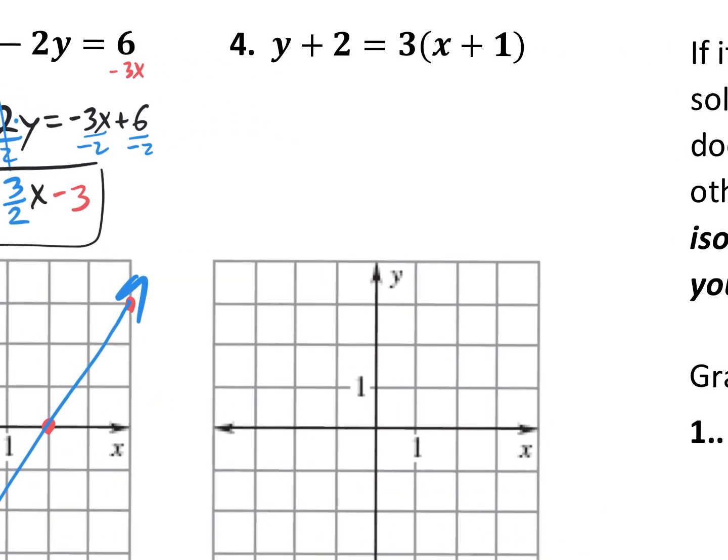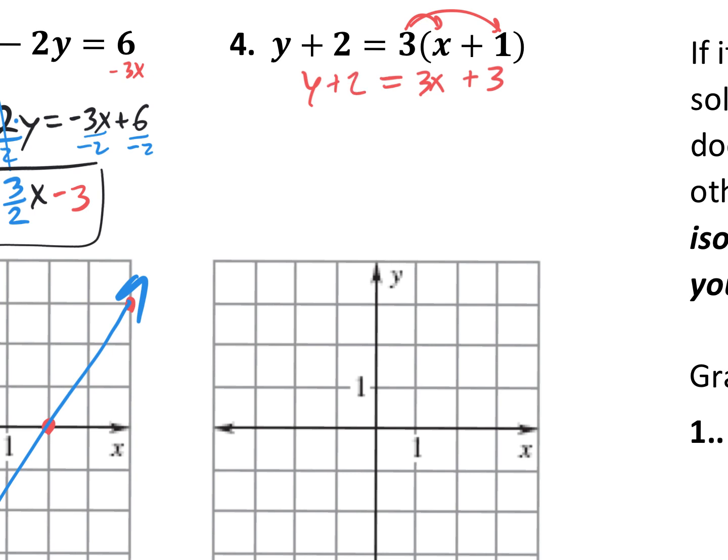And yes, we could graph it by identifying the point and using the slope, but I recommend changing it to y equals mx plus b. Y equals mx plus b does not have parentheses. So let's get rid of those parentheses by distributing the 3. 3 times x is 3x. 3 times 1 is 3. Bring down the equal sign, bring down the y plus 2.